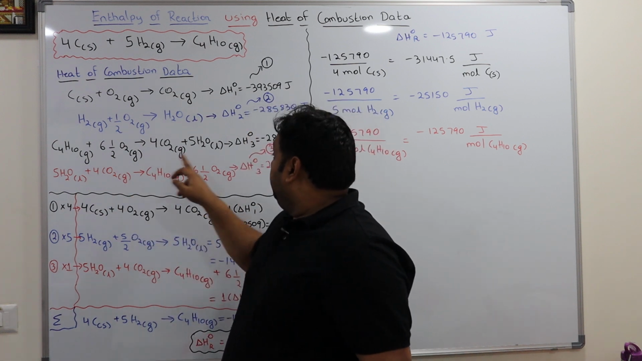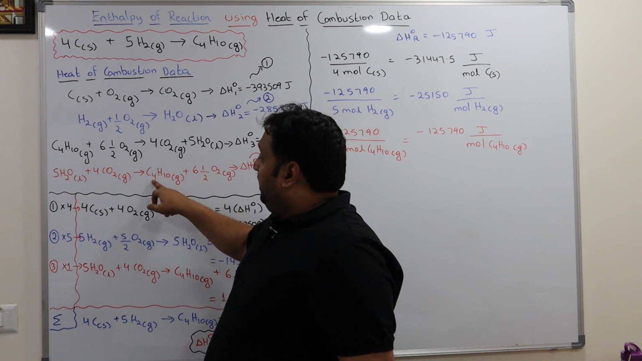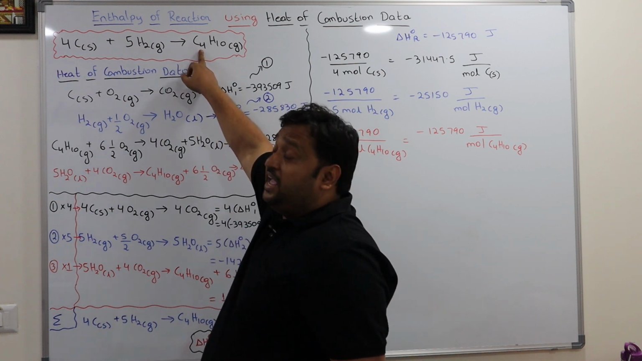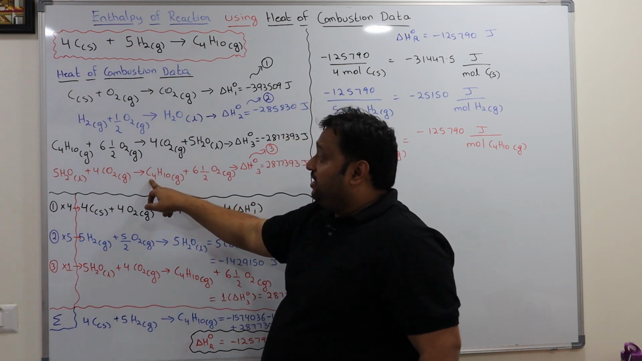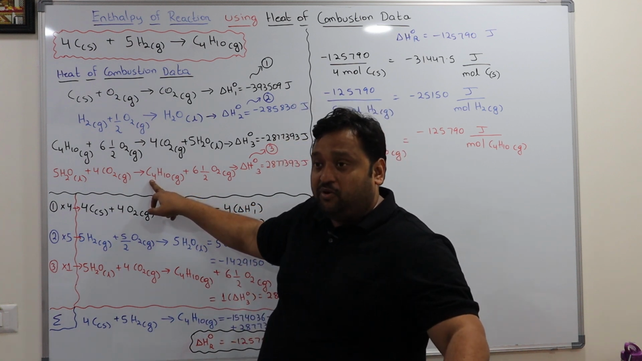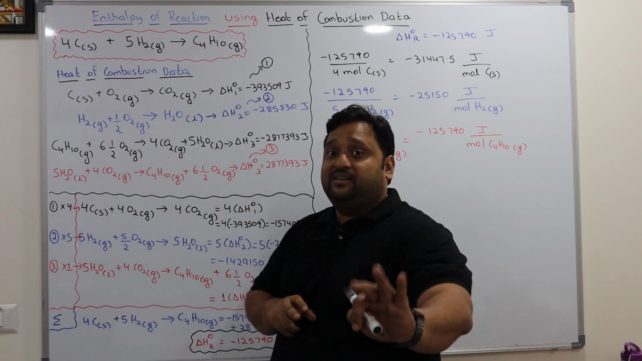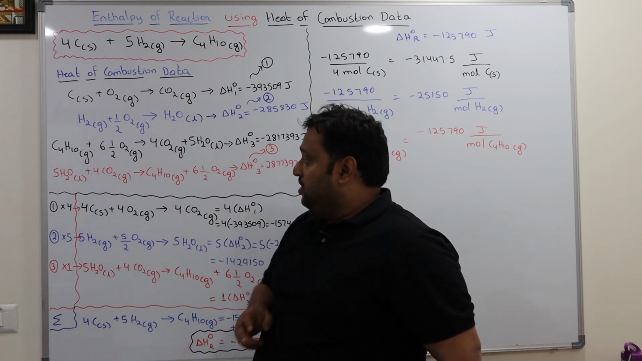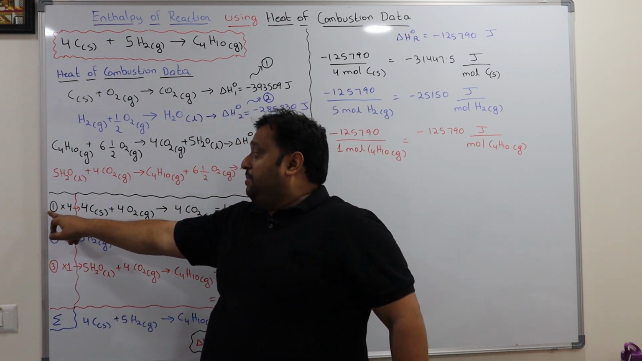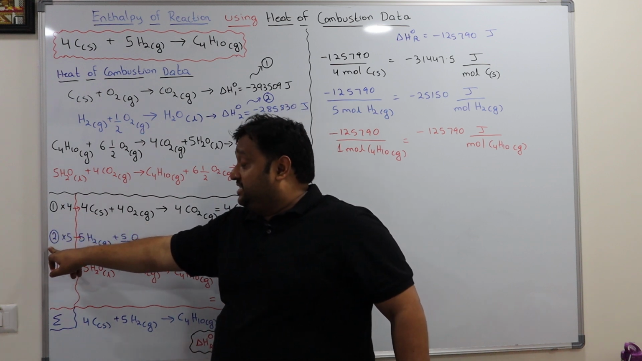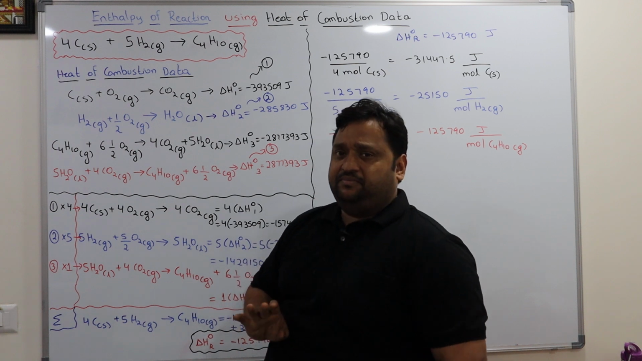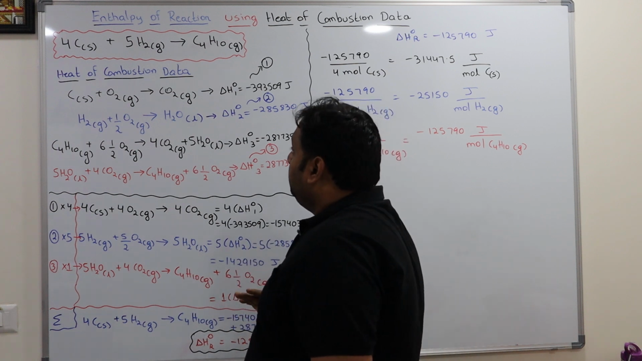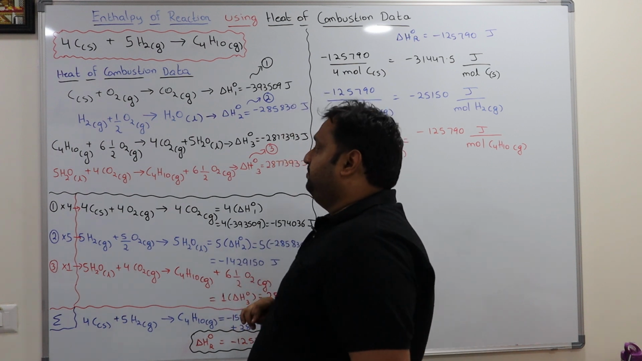Similarly, in the third reaction, in this main reaction, I have only 1 mole of C4H10 required. So in this third reaction, I already have 1 mole of C4H10. I don't need to multiply the third reaction with any multiplier. So the first reaction will be multiplied by 4, the second reaction is multiplied by 5, and the third reaction is multiplied by 1. That means nothing, the same reaction will come.